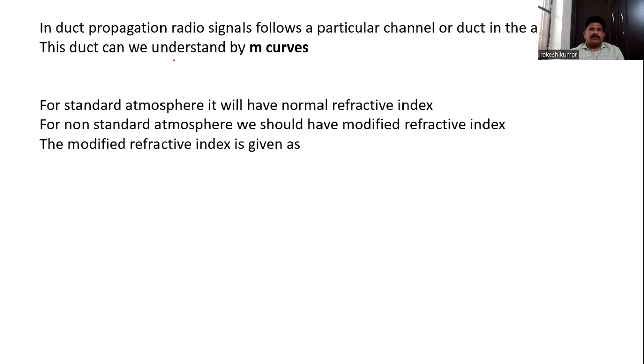In order to understand duct propagation, first of all we should have a clear idea and visualization regarding M curves. So let us discuss what is meant by M curves. For standard atmosphere, we have the normal refractive index, but for non-standard atmosphere it is different. First, what is meant by standard atmosphere and non-standard atmosphere?